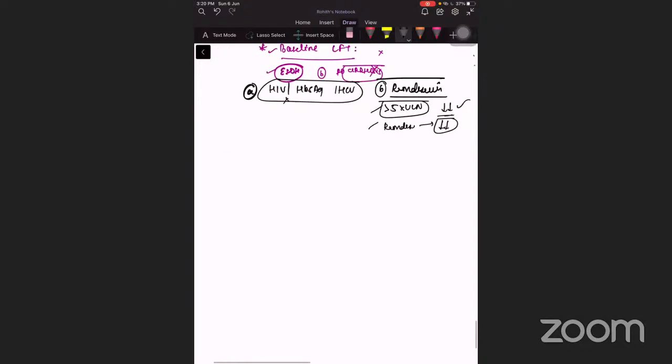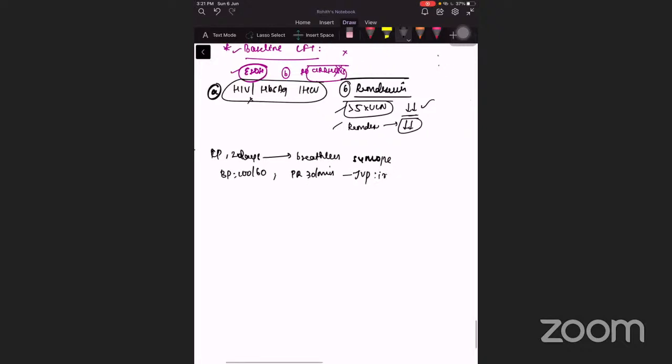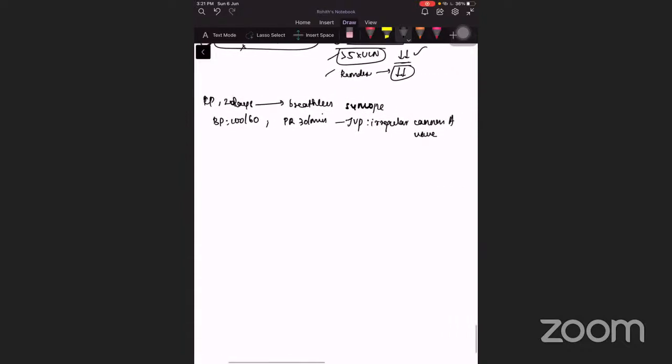So I'll give another scenario. This is something I just saw this morning. A patient presented with chest pain 2 days ago, and now presented with breathlessness and syncope. On arrival, BP was 160. Pulse rate was 30 beats per minute. On JVP, there were irregular cannon A waves. This was the history that they had given.